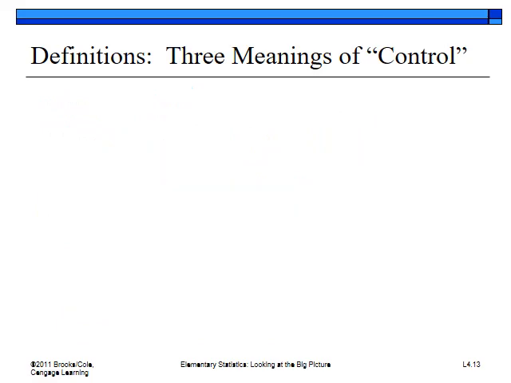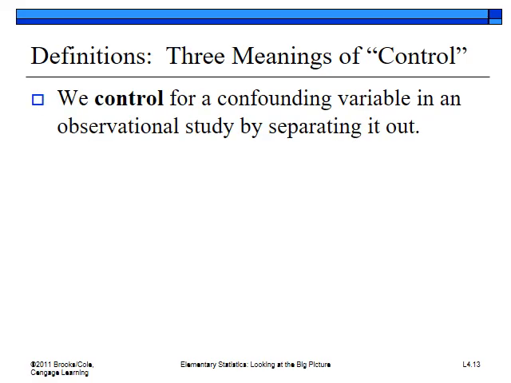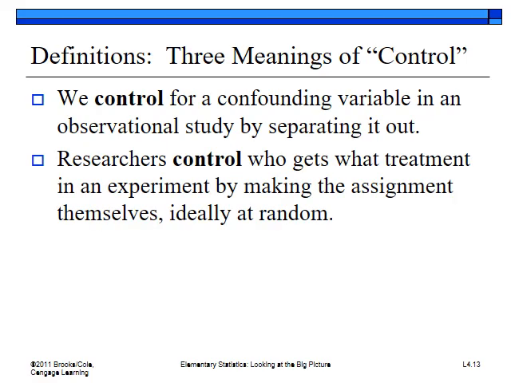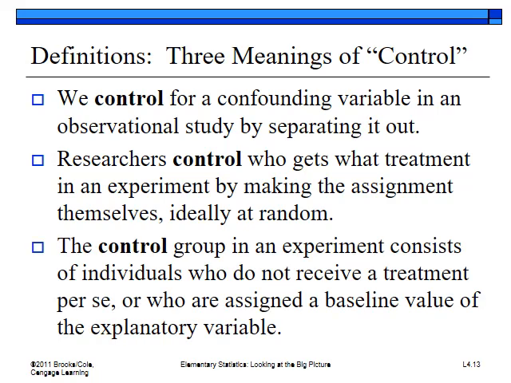Now, we've used the word control in several different ways. Let's take a moment to look at the ways that we've used that word to make sure we understand which definition we're talking about in context. In an observational study, we might control for a confounding variable by looking at two samples. In an experiment, the researchers control the values of the explanatory variable. Hopefully that happens at random. And in experiments, there is often a control group, which is a group of individuals that get no treatment.